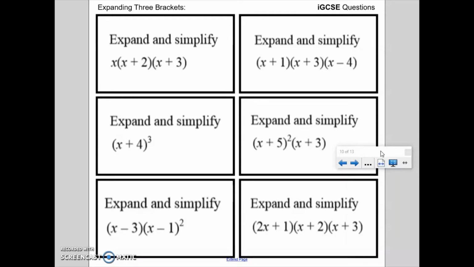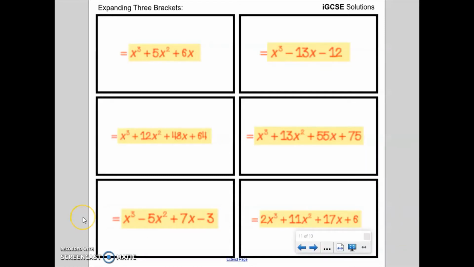Welcome back to the video. I'll just go ahead and show you the solutions to these 6 triple bracket questions. And my answers for all 6 questions look like this. So you can see, as expected, in each expression we have a cubed term. So we're dealing with a cubic expression. Because we're dealing with triple brackets that included 3 x's, that is what we would expect. So you can see the answers to all 6 expansions. If you could just take a little bit of time to mark up your work.